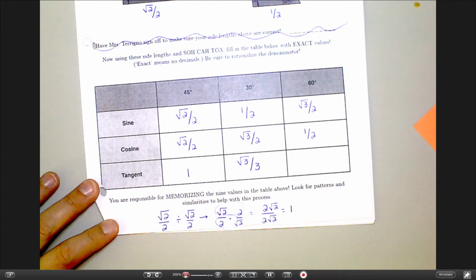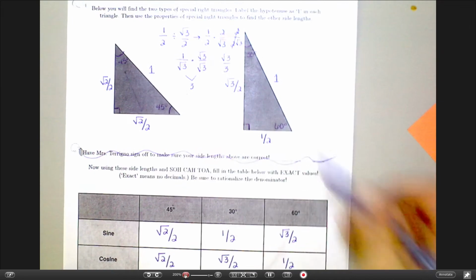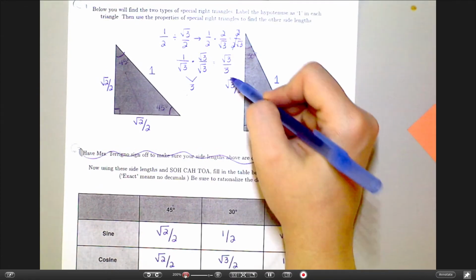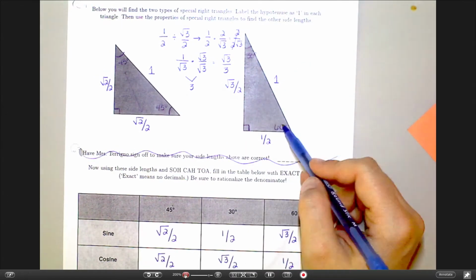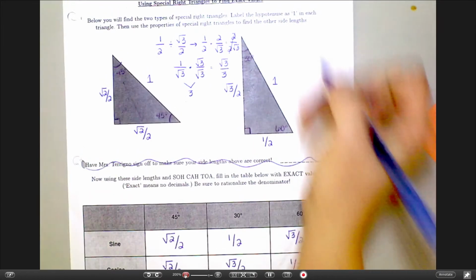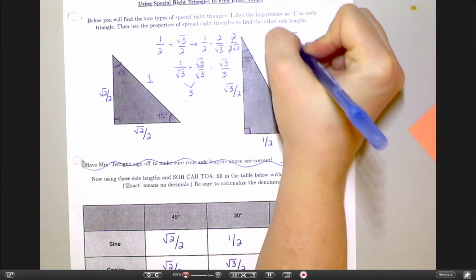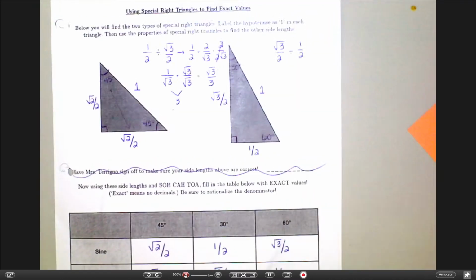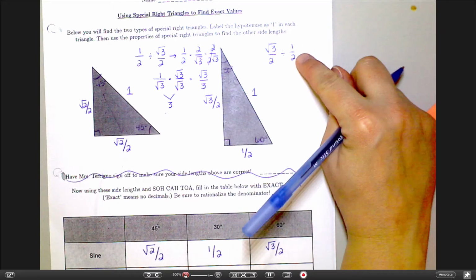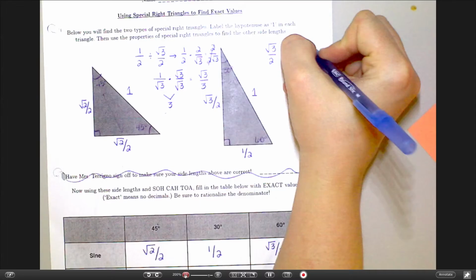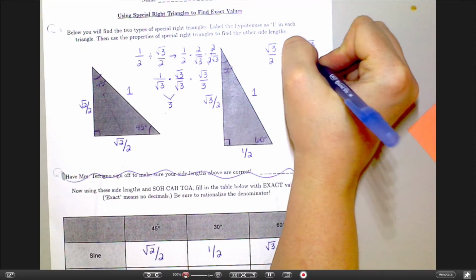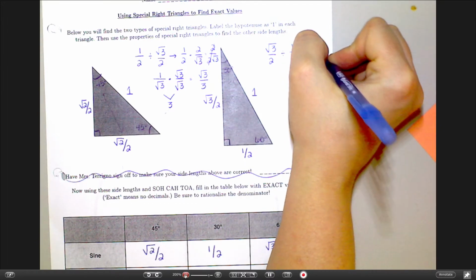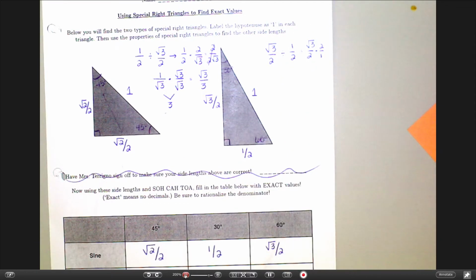And 60 is just the same thing? 60 is real similar. Here's the difference that happens with 60. If you do tangent of this, you end up dividing in the opposite order, because you're doing this divided by that. So square root of 3 over 2 divided by 1/2. When you flip this one, it becomes square root of 3 over 2 times 2 over 1. So this time, see how your square root does not end up on the bottom? That's what makes this one a little easier.